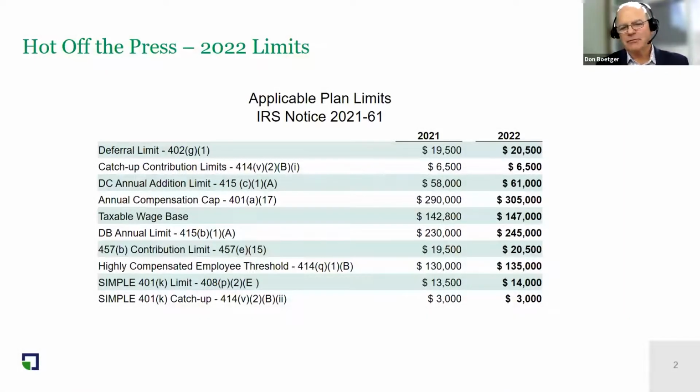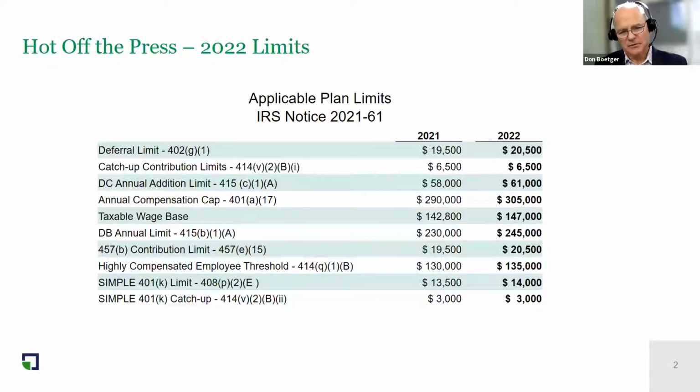David actually went through most of these limits in his discussions, but I thought I would mention a couple that he didn't mention, one being the maximum taxable wage base. That's right about in the middle. So that's increasing from 142,800 to 147,000 this coming year. So that's just where you pay your Social Security taxes on, or at least the retirement portion of the Social Security tax.